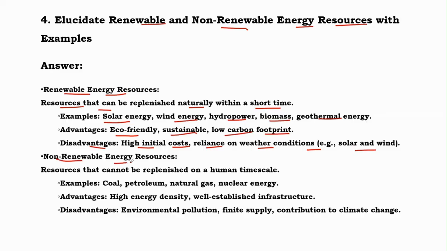Then non-renewable energy resources: resources that cannot be easily replenished in nature on a human time scale. So here, for example, coal, petroleum, natural gas, nuclear energy. Advantages: high energy density, well established infrastructure. Then disadvantages are environmental pollution, finite supply, contribution to climate change.